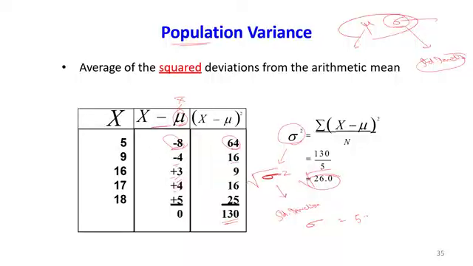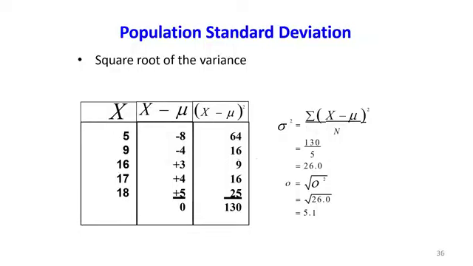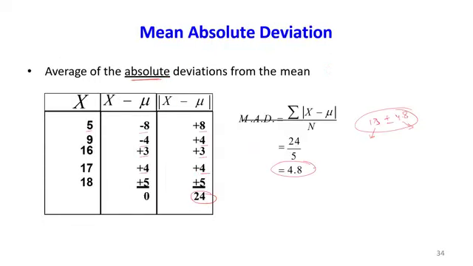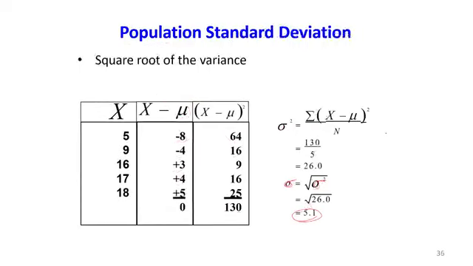So now it would be somewhere 5 point something, 5.7 or 5.1. So the square root of variance is known as sigma, which is nothing but the standard deviation. Now you see the difference. Mean absolute deviation is 4.8, which says that there is a deviation from the mean of plus minus 4.8. But standard deviation is saying the deviation is plus minus 5.1. So there is a significant difference.